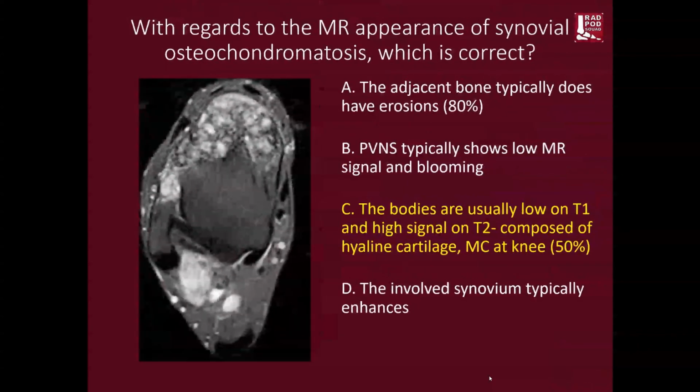You bet. The bodies are usually low on T1 and high on T2 because they're composed of hyaline cartilage, and it's most commonly found at the knee, 50% of those cases. For the other answers, the adjacent bone typically does have erosions, and the entity that usually demonstrates low signal with blooming is pigmented villonodular synovitis, or PVNS. And in our case, it's true. The involved synovium typically enhances in synovial osteochondromatosis.